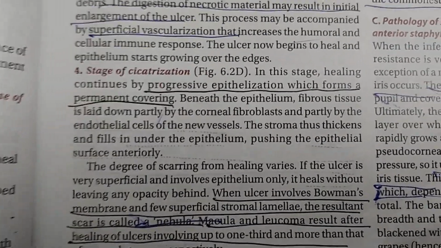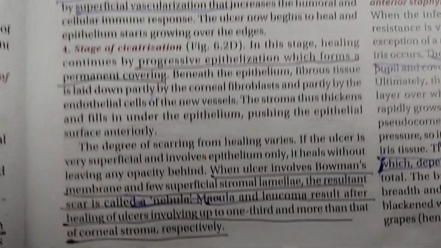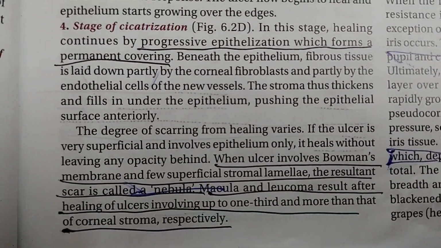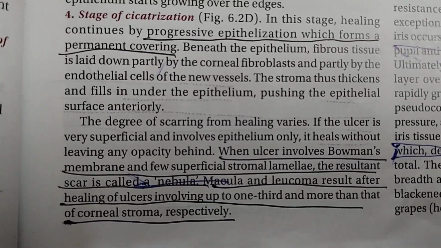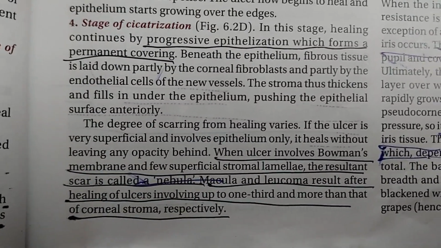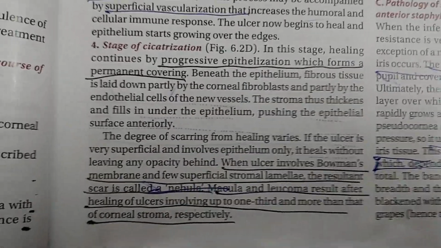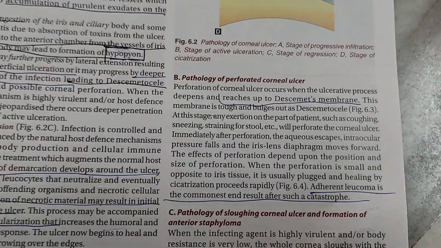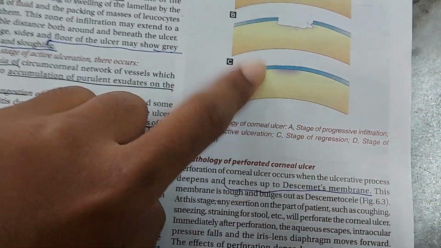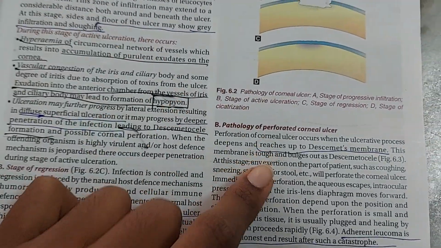If there is more than one-third involvement of the stroma along with the epithelium and Bowman's membrane, in such cases after healing it causes leucoma. Remember this: nebula, macula, leucoma. It is like severity. Okay, next, this is the stage of cicatrization. Next, pathology of perforated corneal ulcer.